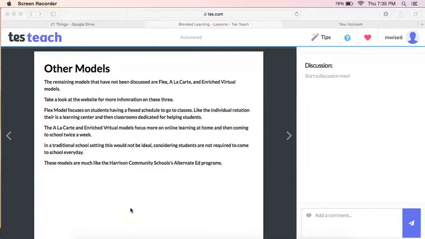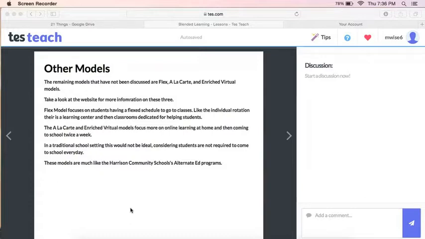Okay, so there are 3 remaining models that I have not talked about yet. Those are the Flex, a la carte, and Enriched Virtual models. I'll show you a website that will give you more information on these. The reason I'm not going to be talking about them as much is because they are a full school. You'd have to change the entire school setup. It's more online than face-to-face kind of learning.